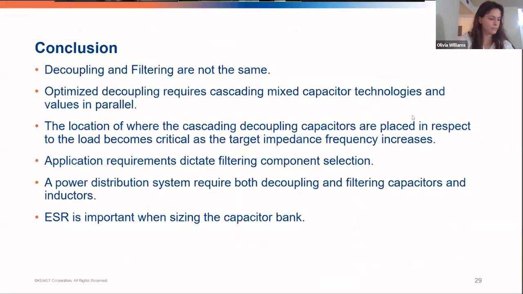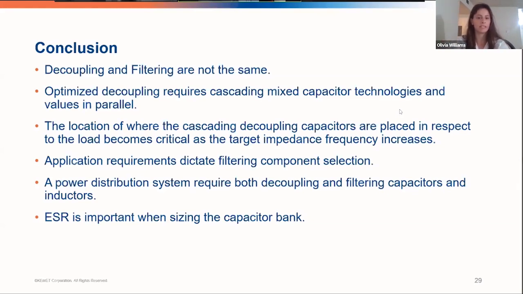So just running through our conclusions here, I want to look at the highlights of what we covered. Decoupling and filtering are not the same. Optimized decoupling requires cascading mixed capacitor technologies and values in parallel, as we saw all throughout that example. The location where the cascading decoupling capacitors are placed in respect to the load becomes critical as the target impedance frequency increases, also as we saw throughout our examples.